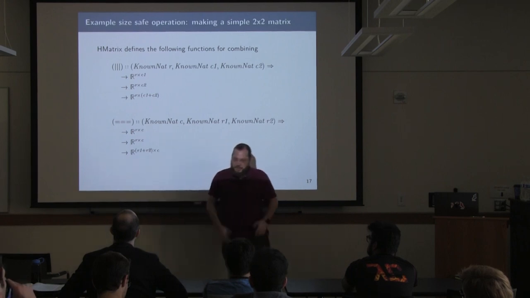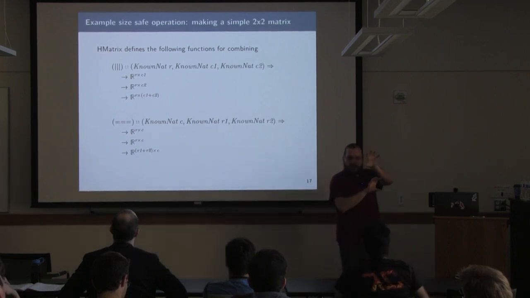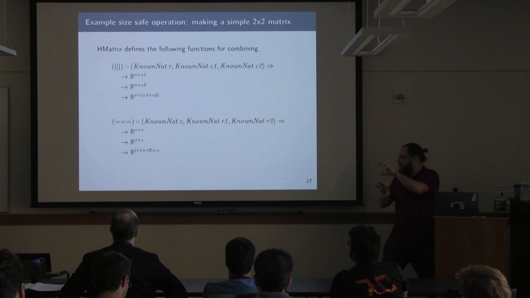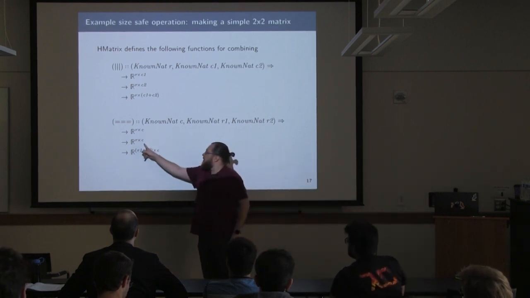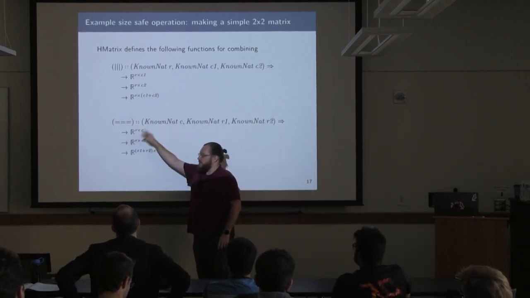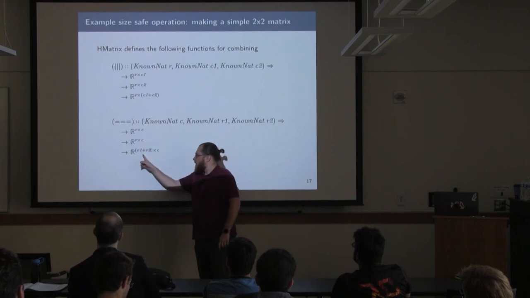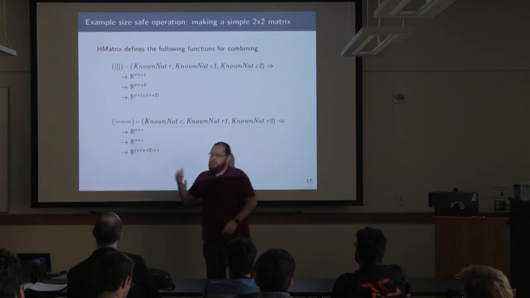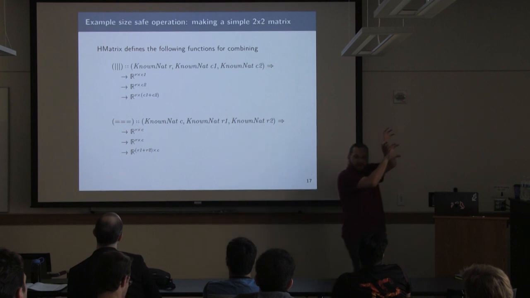And similarly for here, this is vertical concatenation. I have two matrices where the number of columns are the same, as shown by this component here. These constraints are basically just to bring things into scope. And then here, I'm saying that the number of rows is equal to the sum of the two rows that I smacked on top of each other.